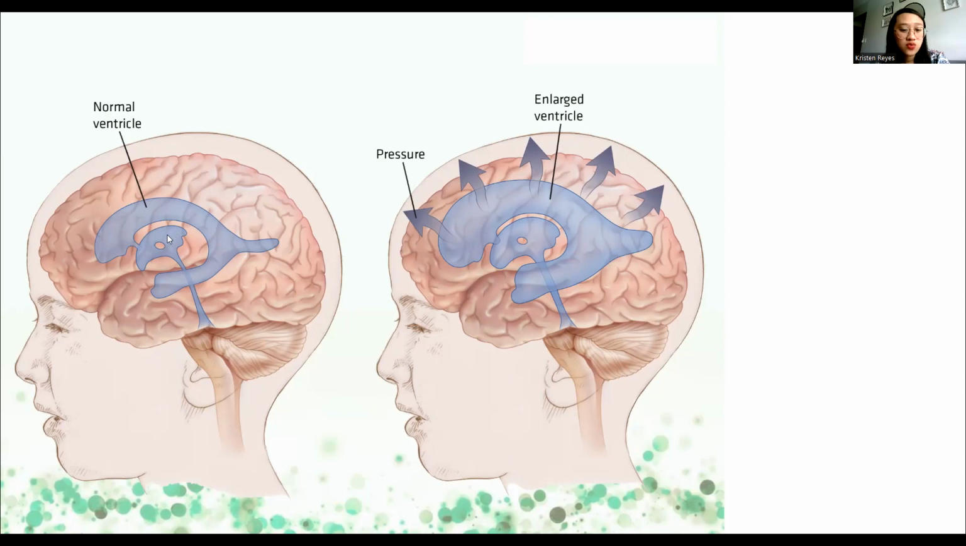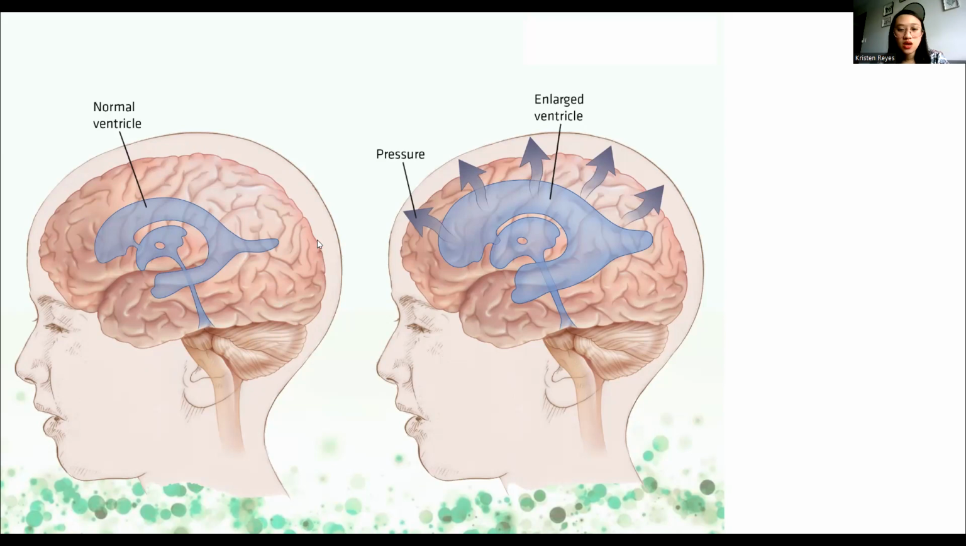The cerebrospinal fluid flows down the cerebral aqueduct into the fourth ventricle, this area. The CSF flows out the lateral apertures and one medial aperture. Meaning, pagdating dito, lalabas siya tapos magsisirculate siya around the brain and the spine. The CSF fills the subarachnoid space and bathes the external brain and the spine.